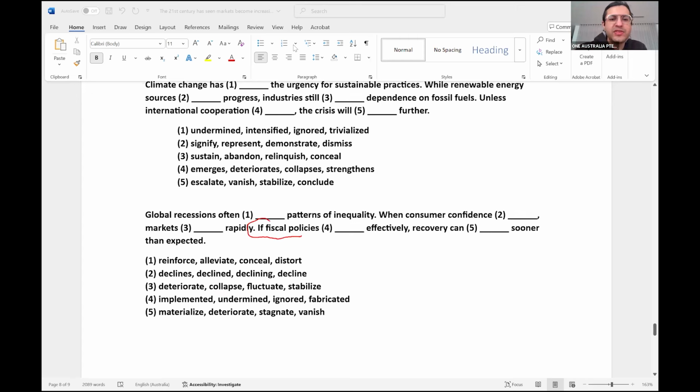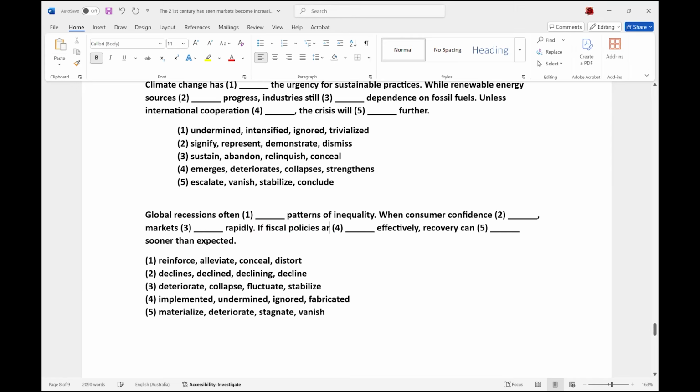If fiscal policies, fiscal means something to do with the country's economy, but on a very large scale. If fiscal policies dash effectively, implemented. Actually there is a word which is missing, right? Which word is missing? Can somebody tell me? The answer is implemented, but what should come before implemented? Correct. Are implemented, because policies is plural and are should be there as a helping verb before the actual verb. So yeah, are implemented effectively.